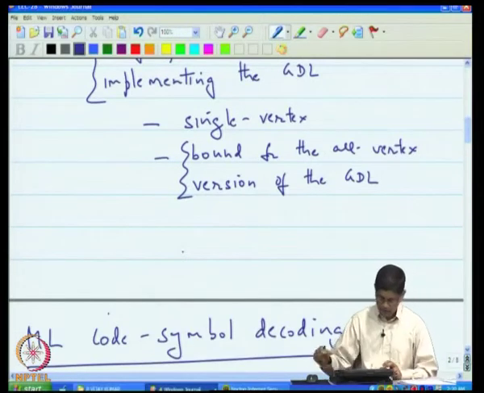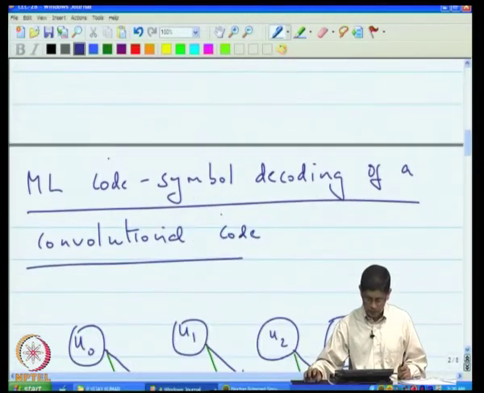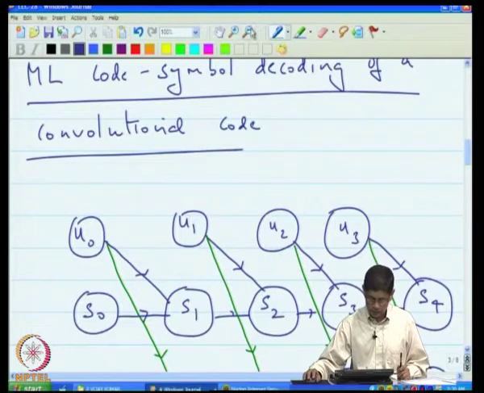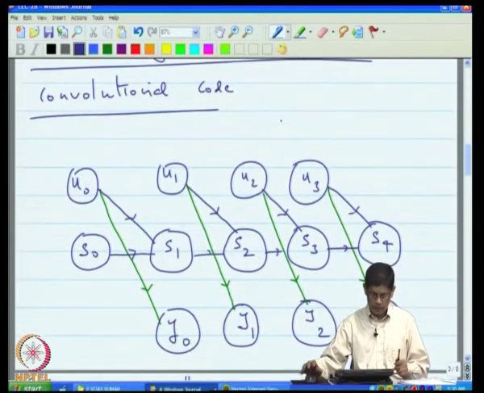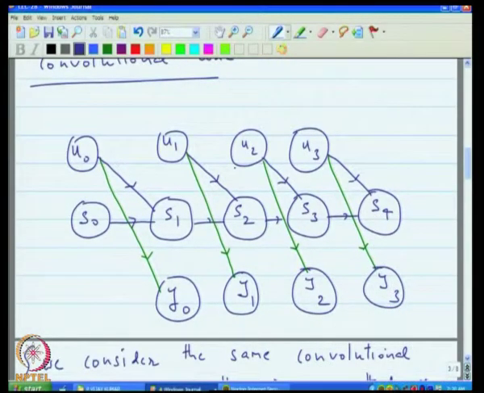And then finally, we looked at maximum likelihood code symbol decoding of a convolutional code, but here I thought let us just take a quick look at that all over again. So, I will not repeat that. So, with the convolutional code, and I am taking a very short block length convolutional code, there are, in this case, 4 message symbols. This is the state sequence through which the convolutional code encoder is driven, and this is your output sequence.